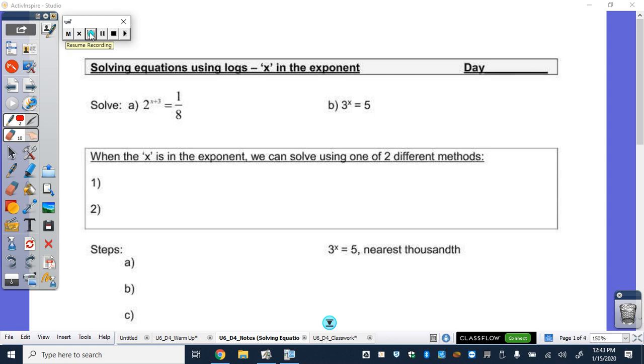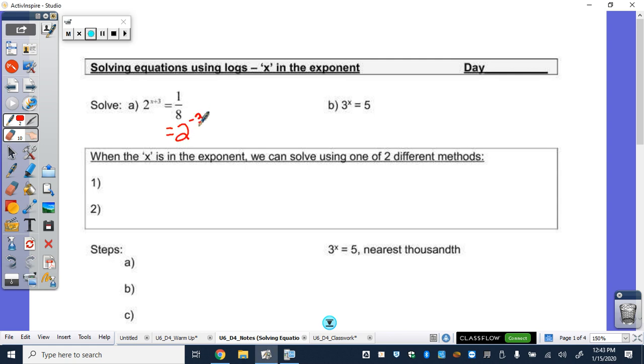Today we are working on solving equations. So this first example here, we've solved these within our last unit. What we would do is we would take our 1/8 and we would rewrite it so that it was 2 to some power. What would be our power for that one?